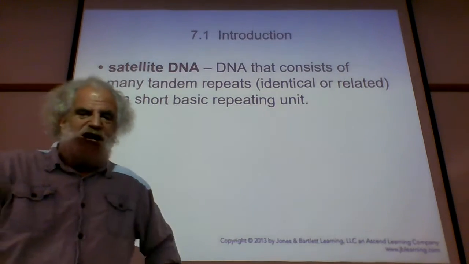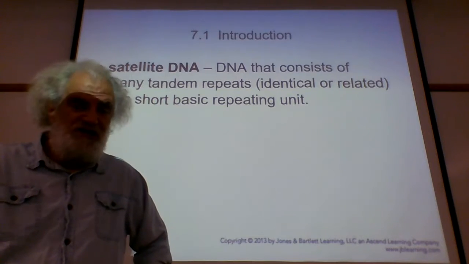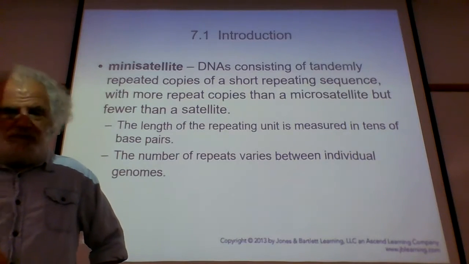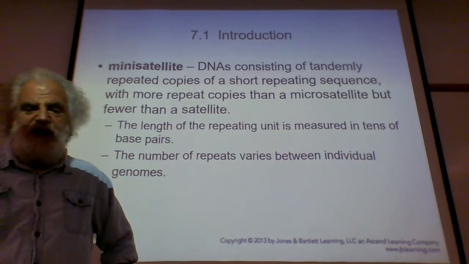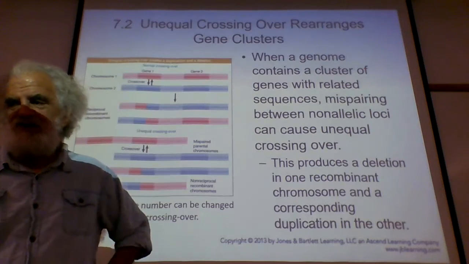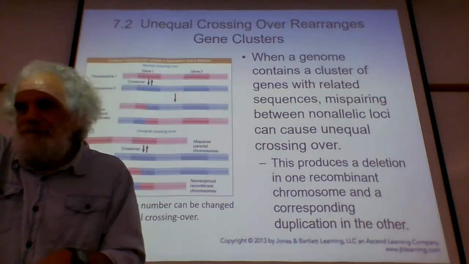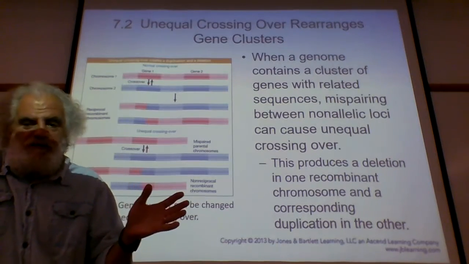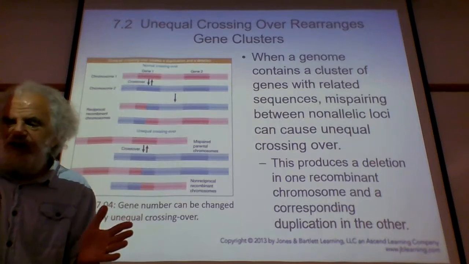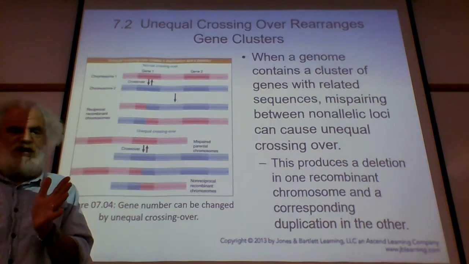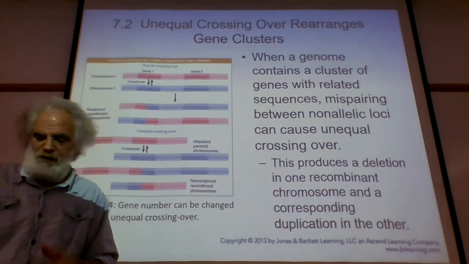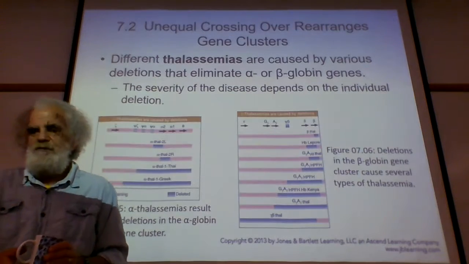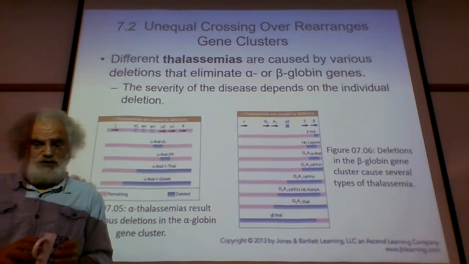So once we got satellites, then people began looking at them more carefully, and you have minisatellites, and then you even have microsatellites. So minisatellites are tens of base pairs, and then we have microsatellites that are even smaller. And unequal crossing over is going to be responsible for actually, in one generation, causing an increase in the copy number or a decrease in the copy number. So unequal crossing over can do some actual significant things.